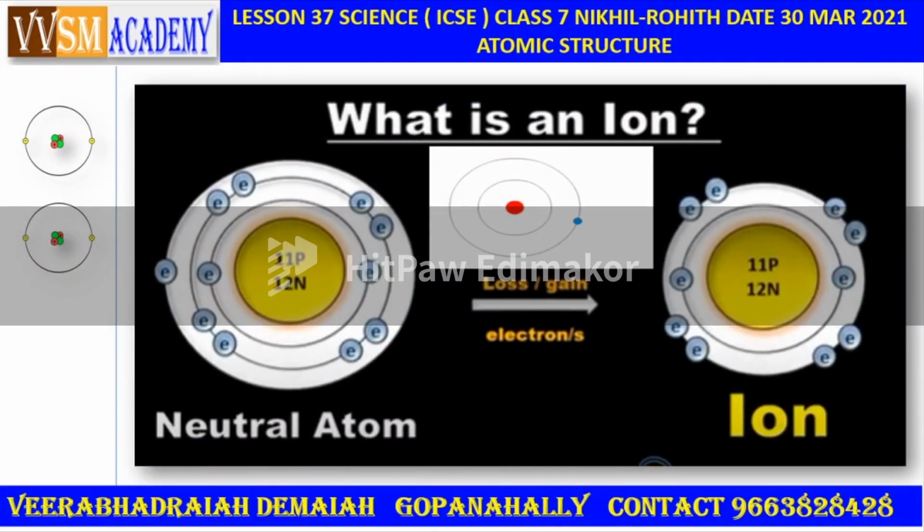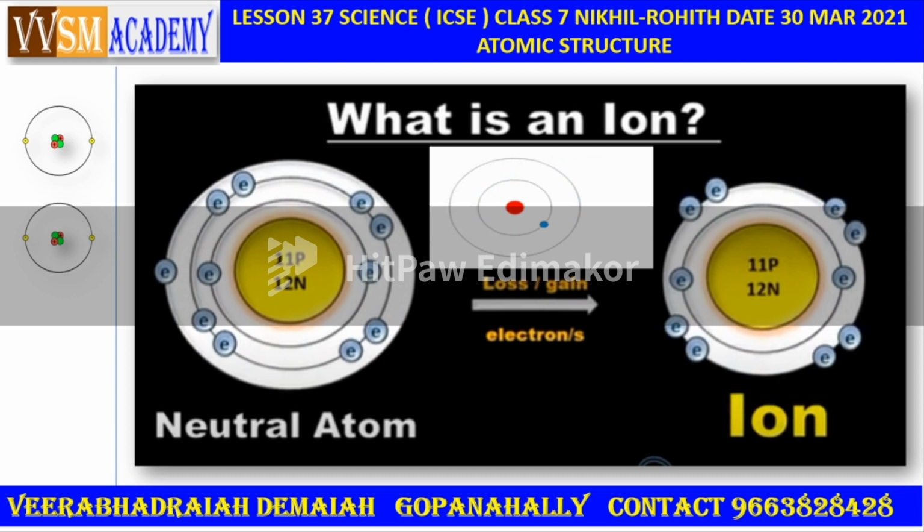I would like to divert your attention towards the fact that the atom is neutral as a whole, you know that, but an ion is a charged particle. Atom as a whole is neutral. Suppose it loses electrons or gains electrons, then only it becomes charged. That's called an ion.